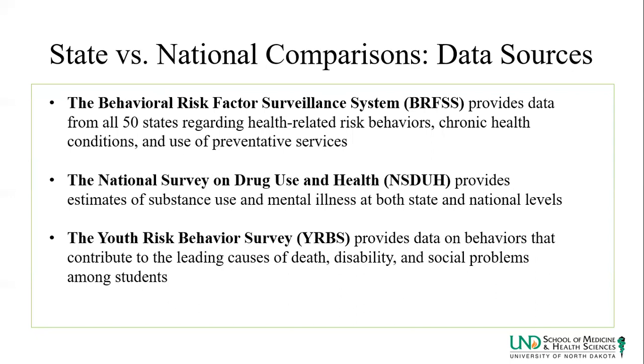Some other data sources that can be utilized for state and national comparisons are listed here on this slide. There are more options out there, but these are just a few common ones that we tend to use for SEOW's products. The first is the Behavioral Risk Factor Surveillance System. This provides data from all 50 states regarding health-related risk behaviors, chronic health conditions, and use of preventative services. This survey is conducted on an annual basis.